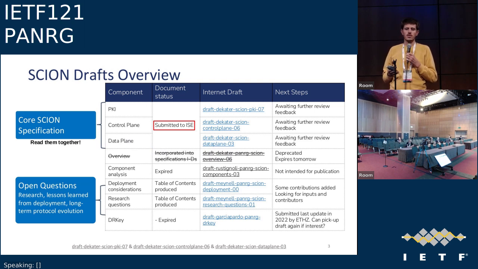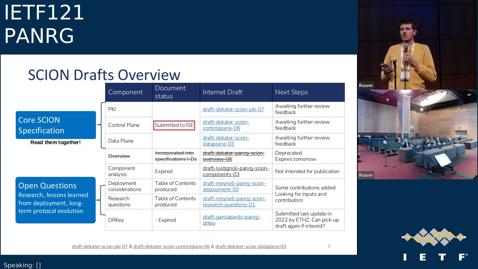Just to recap, the drafts that I'm talking about right now are three, and they describe the three key components of Scion. These are the PKI, which has a trust model and provides certificates for the control plane. The control plane is doing the route discovery process, and then it distributes the paths to endpoints, and the data plane that is doing forwarding. These are the key specification drafts. You might have seen some earlier drafts, like an overview and a component analysis. These are now expired, so we haven't maintained them, so please look at the core specifications rather than the overview.